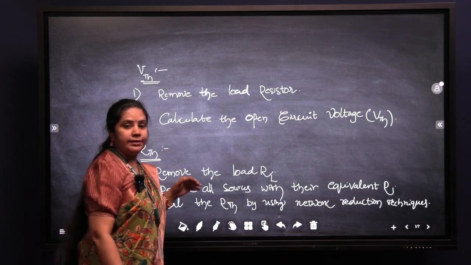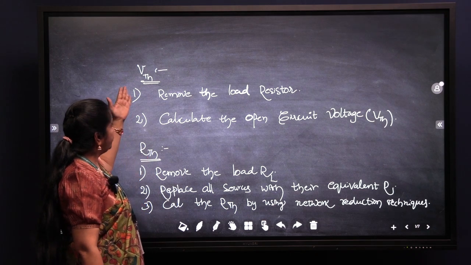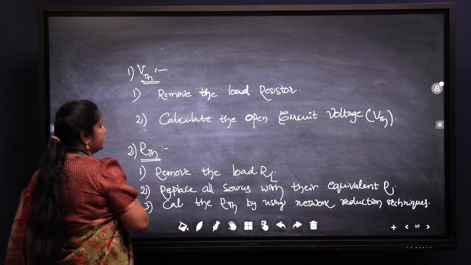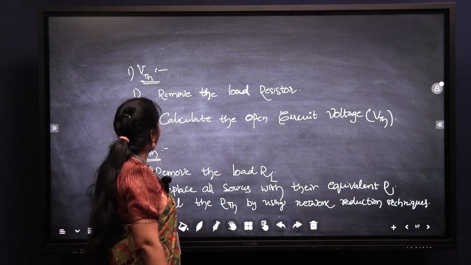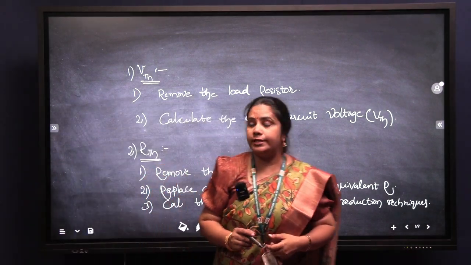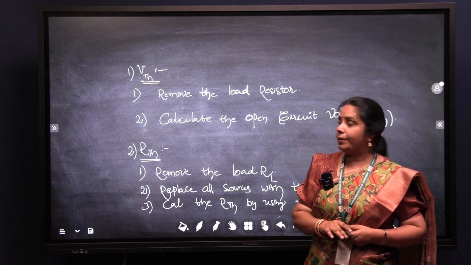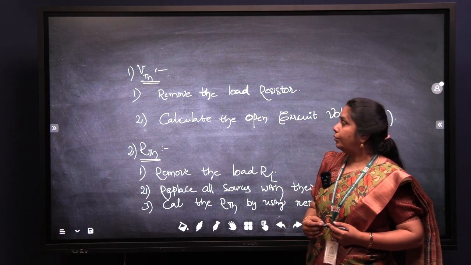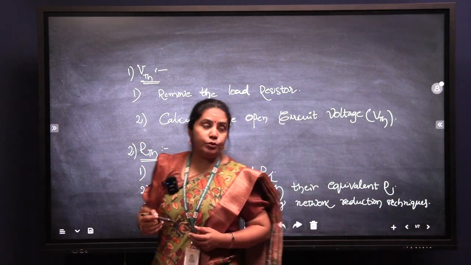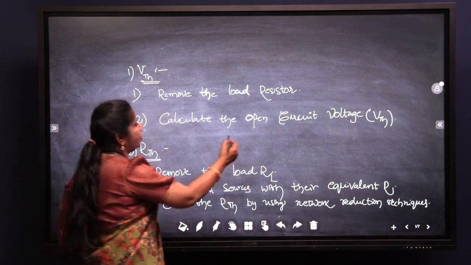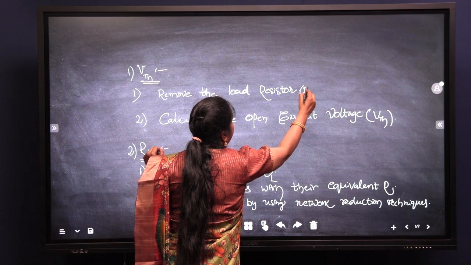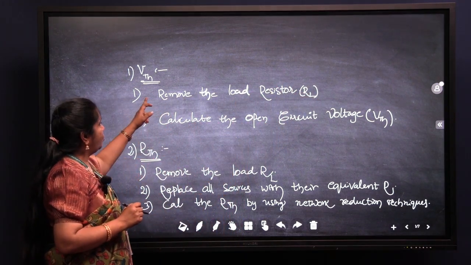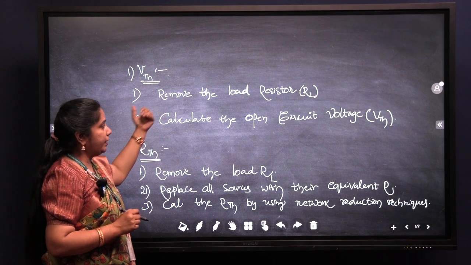Let's continue. As discussed earlier, we have to calculate first the VTH value, and second the RTH value. So what is VTH? VTH is the Thevenin's voltage, or the open circuit voltage. These are the steps required to calculate the VTH value. The first one is to remove the load resistor. RL is already known, the resistor in the circuit where you want to calculate the current. So remove that load resistance which is given in the circuit.